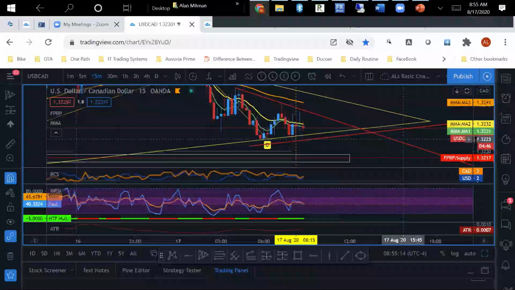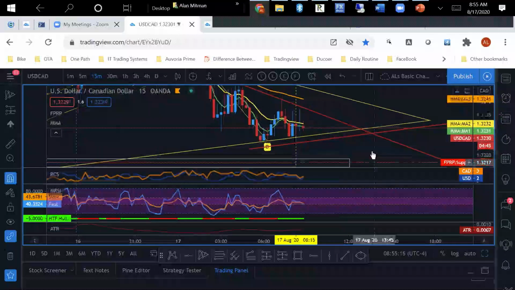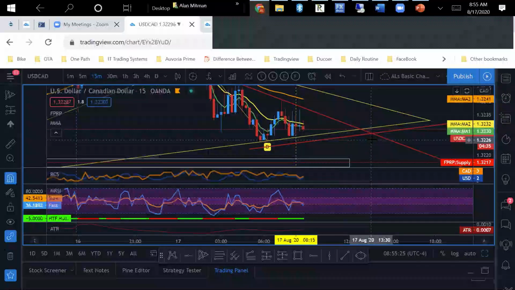I think it's just important to see what setups are good to take the trade and which ones are to stay away from. And I don't always know the answer to that.